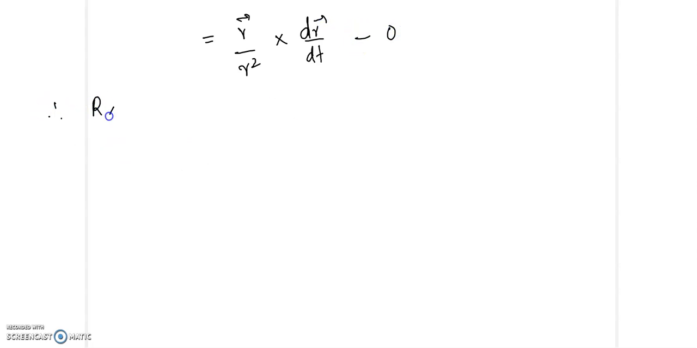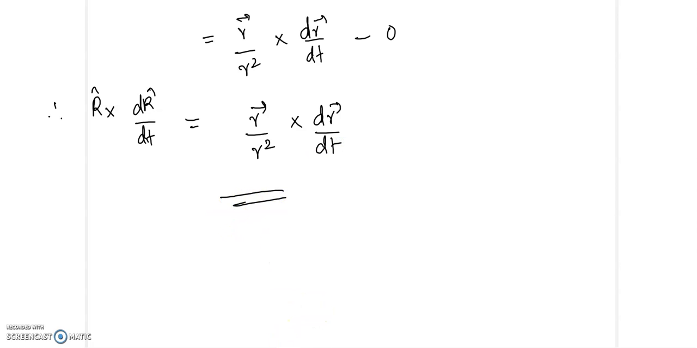So therefore r cross dR by dt will be equal to r by r square cross dr by dt. So that's the required value.